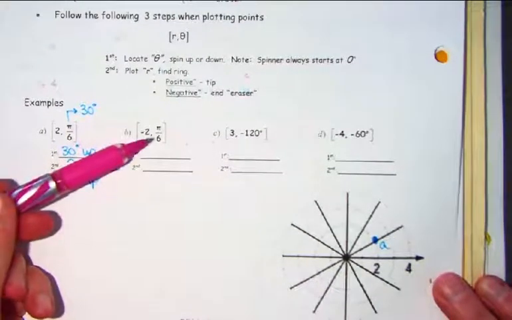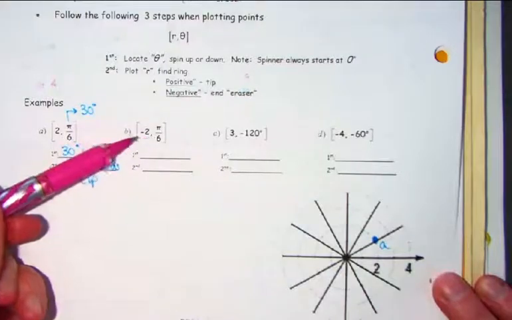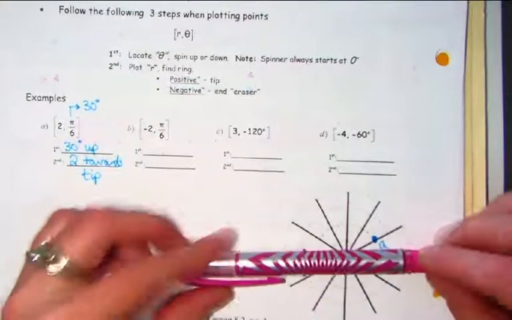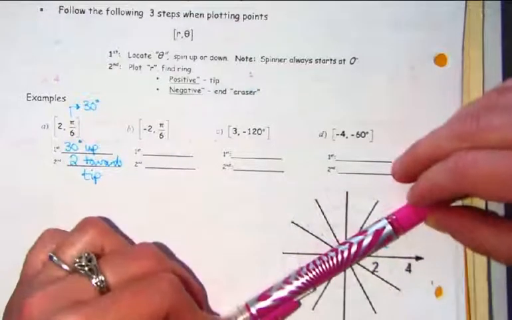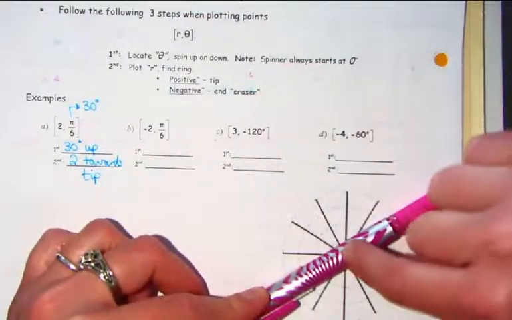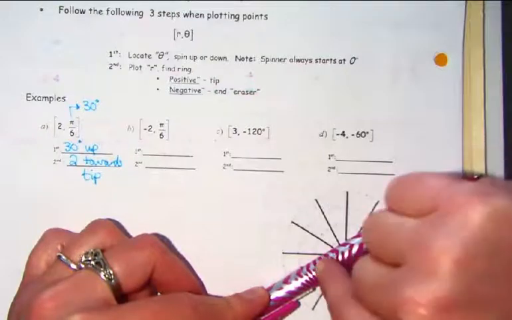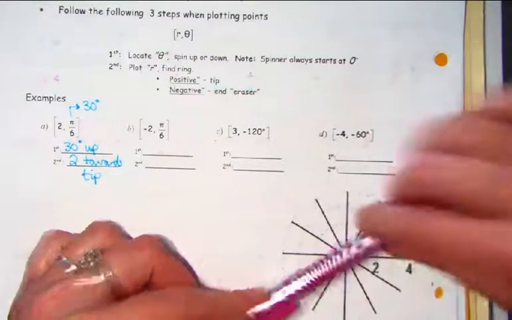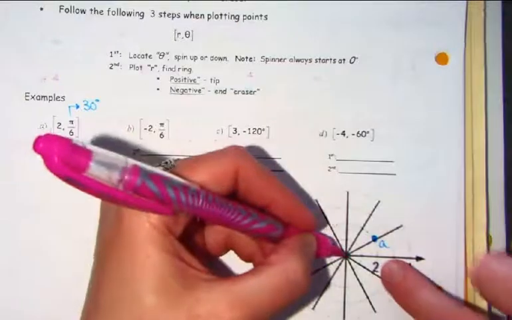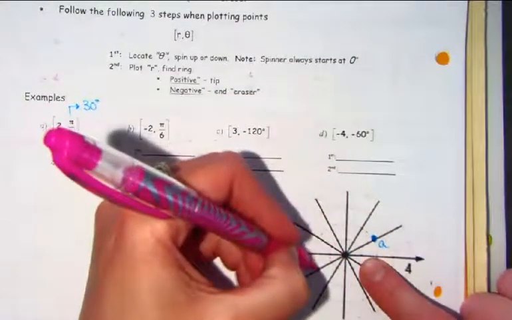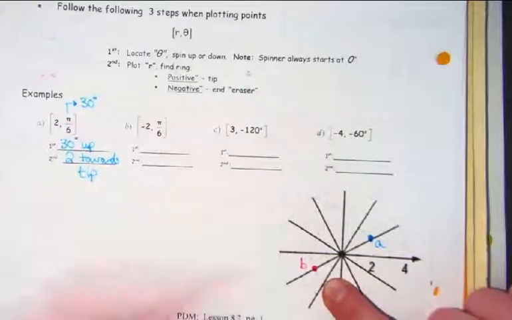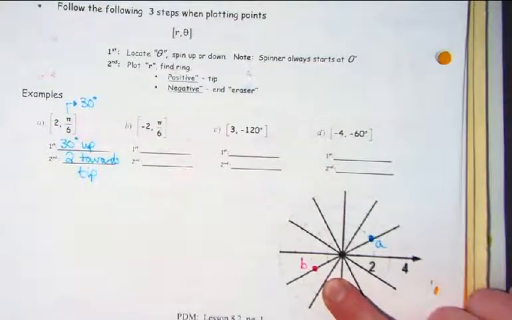My example B tells me I'm going to do the same angle, but -2. So I'm going to again put my pencil right in the beginning, 30 degrees upward like this, and this time I'm going to move 2 units, 2 circles outward toward the eraser end of my pen or pencil. So I'm on this same angle here, count out 2 going towards the eraser end. Point B is going to be right there.